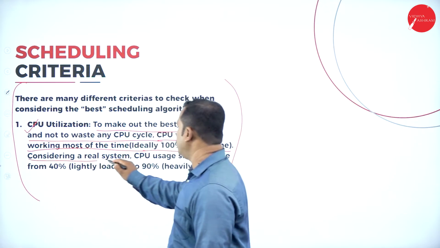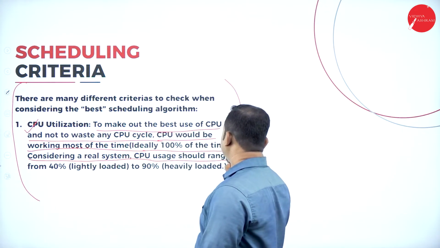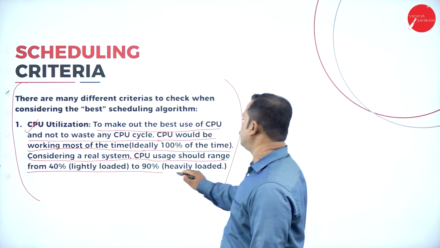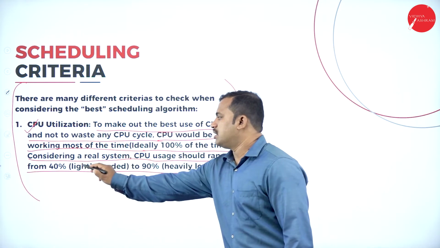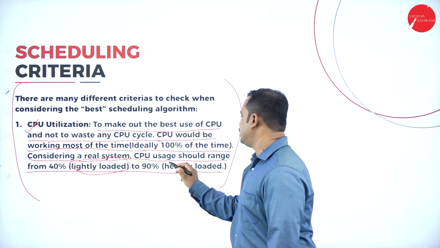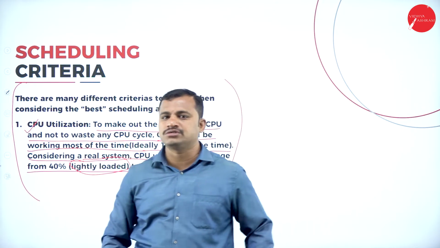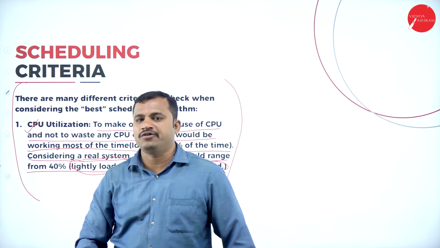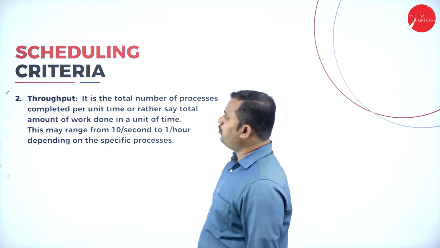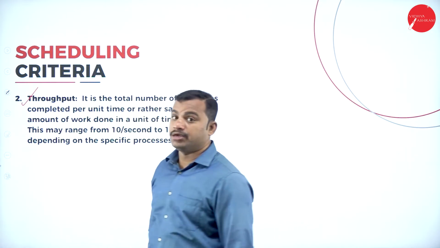So considering a real system, CPU usage should range from 40% to 90%, that is from a lightly loaded system to a heavily loaded system. That means it can utilize up to 90% of the resources for the execution of these processes. Throughput is the next criteria. Please make a note of it.